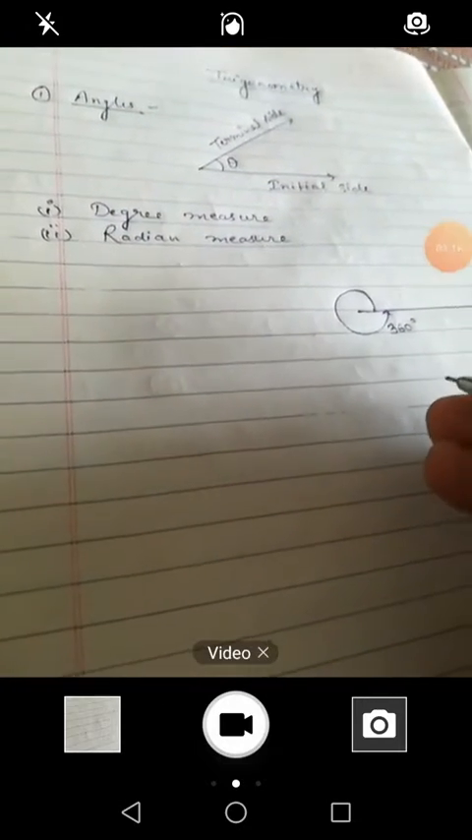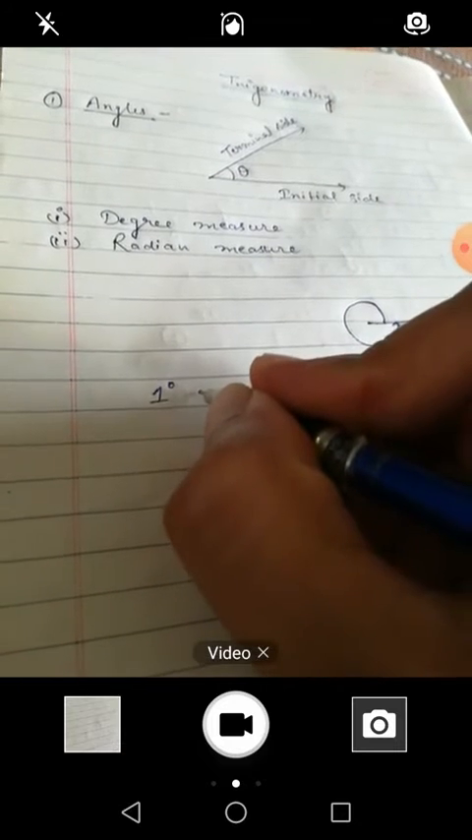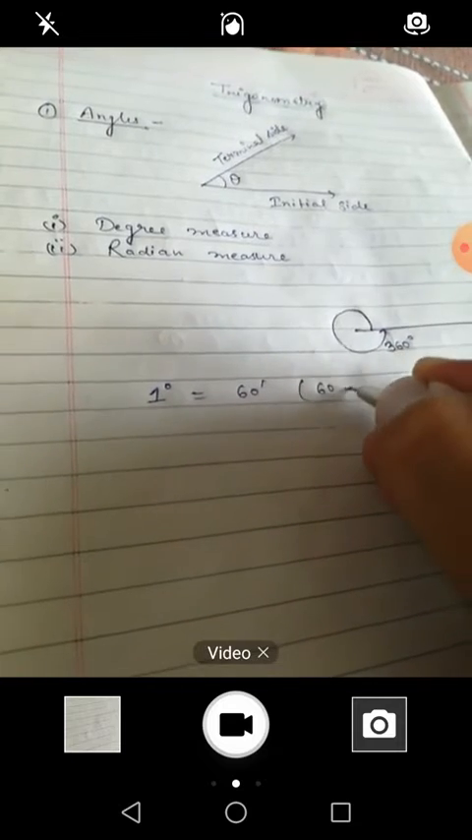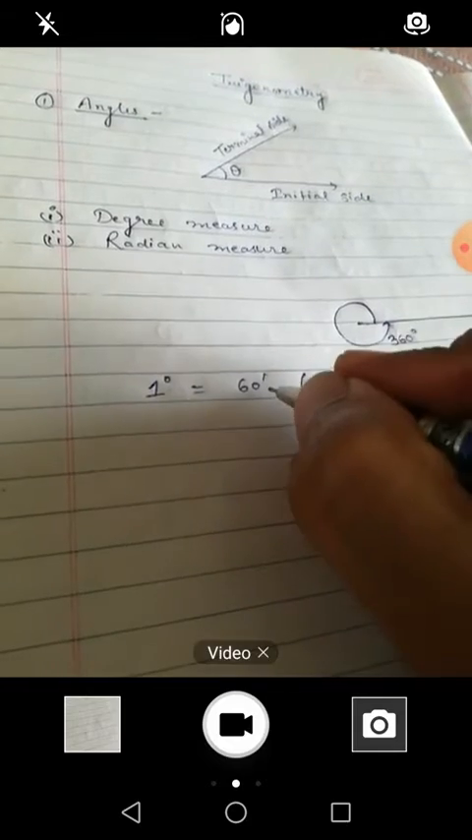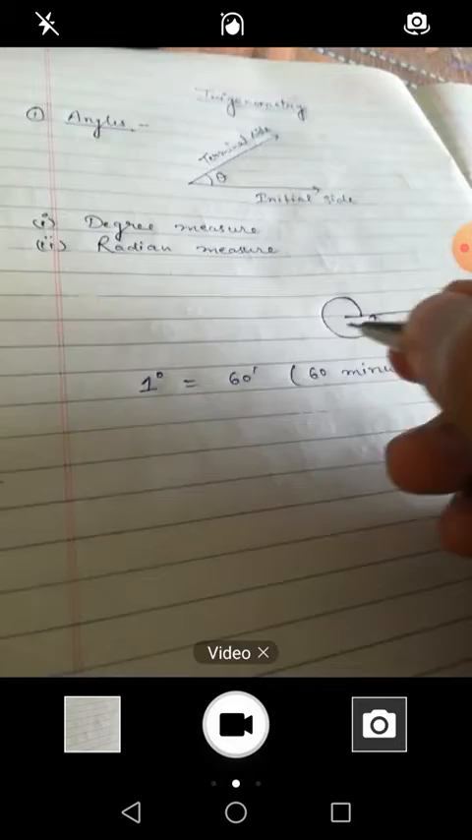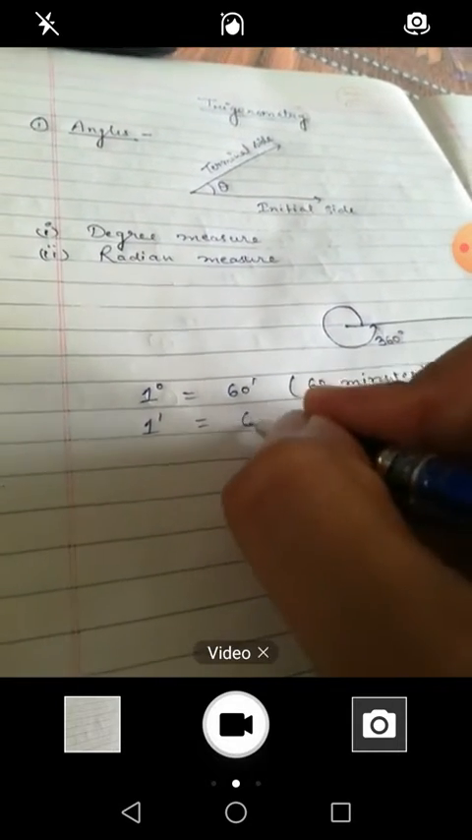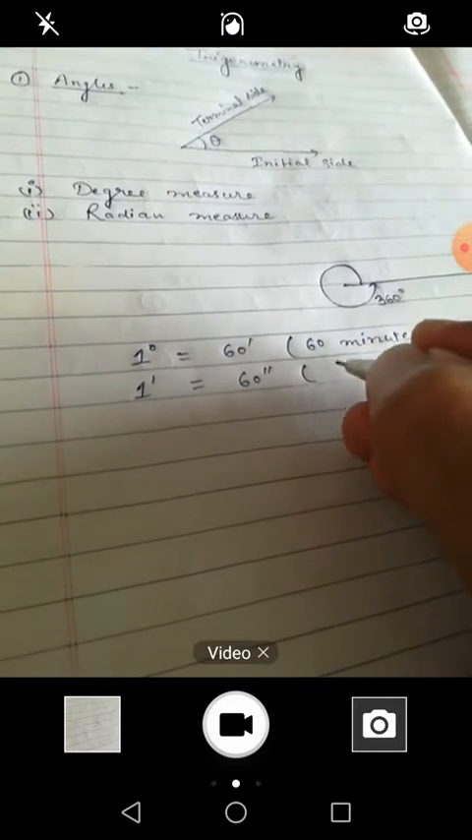Here the important point is that a degree is also divided into small units. 1 degree is divided into 60 minutes. It is denoted by making a dash over the number, and 1 minute is again divided into 60 seconds. It is denoted by making a double dash over the number.